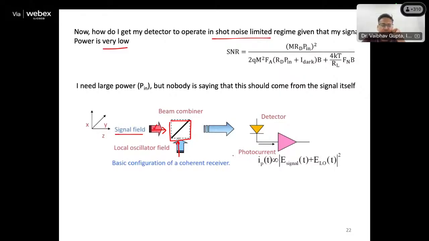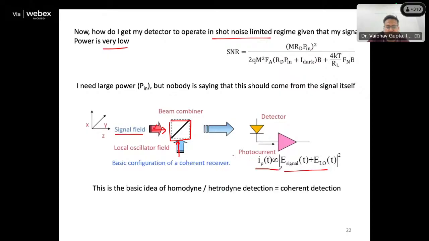Once you do that, when these two combine, finally the total strength which is detected by your detector will be signal plus this local oscillator, because this is a square law detector, right, it will only respond to the electric field. So your detector, this will be the total photocurrent, and that is the basic idea of homodyne or heterodyne detection, or you can also call it coherent detection, meaning that you put one more extra oscillator and then you try to boost your signal field, and by doing that you can finally do signal plus local oscillator, and that will increase your signal strength.